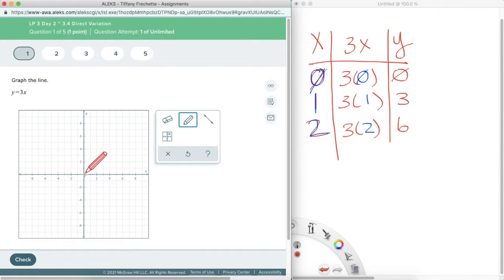All right, so remember x is left or right. So my first coordinate here is 0, 0. So if it's 0, I'm not going to go right or left. And if y is 0, I'm not going to go up or down. I'm just going to go right there in the center.